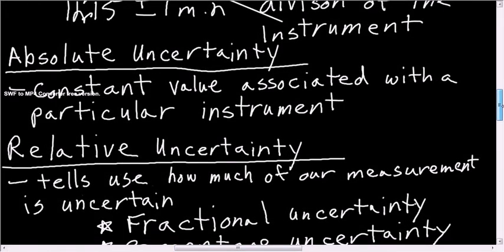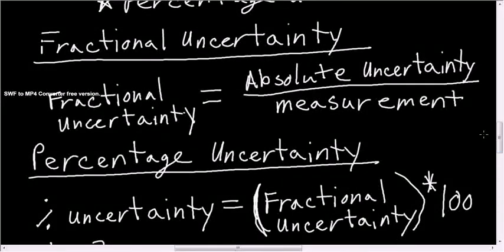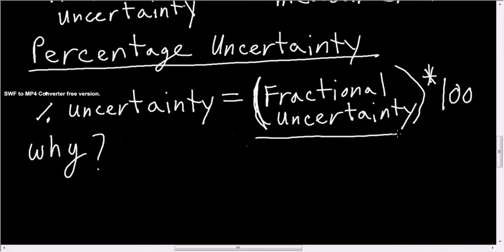Relative uncertainty is found using absolute uncertainty, and that tells us how much of our measurement is uncertain. There are two kinds of relative uncertainty: fractional uncertainty and percentage uncertainty. So what is fractional uncertainty? To find fractional uncertainty, all I do is take the absolute uncertainty and divide it by the total amount of my measurement. If I want to find percentage uncertainty, I just take that fractional uncertainty that we found and multiply it by 100 to make it a percent.